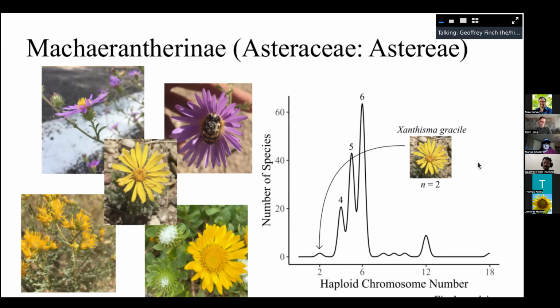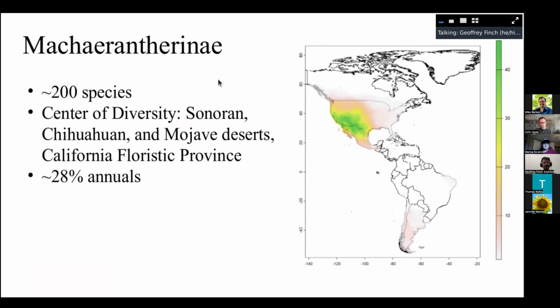And we even have this one remarkable species, Xanthisma gracile, that has only 2 chromosomes, which is the lowest that's been recorded in any flowering plant. This group is also primarily distributed in arid and semi-arid regions of Southwest North America. So unstable habitats, right, where things like drought, flooding, and wildfires can result in these frequent local extinctions. And the group also has an unusually high proportion of annuals at about 28%. So it's really well suited to testing this hypothesis.